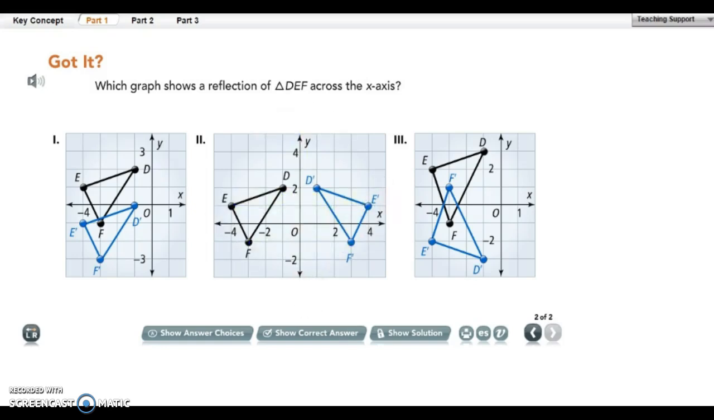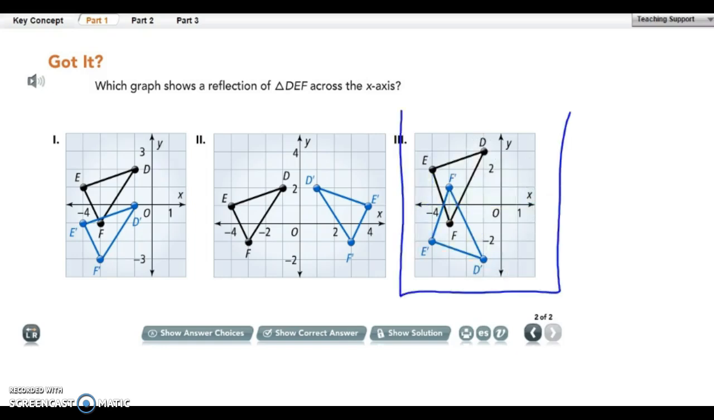Let's look at our third one. Our line of reflection in this one is straight through the middle on the x-axis. We have 1 unit from the line of reflection to F and 1 unit to F prime. We have 2 units from E prime to the line of reflection and 2 units from E to the line of reflection. And then from D, we have 1, 2, 3 units and 1, 2, 3 units to D prime. So this one is also a reflection.